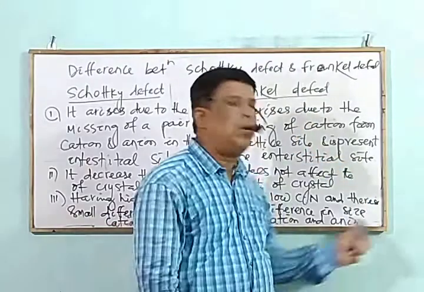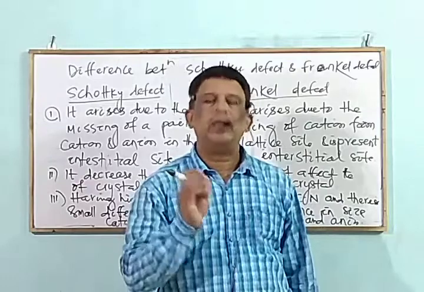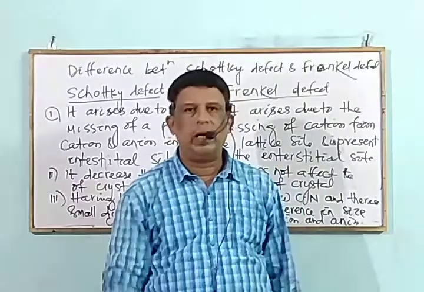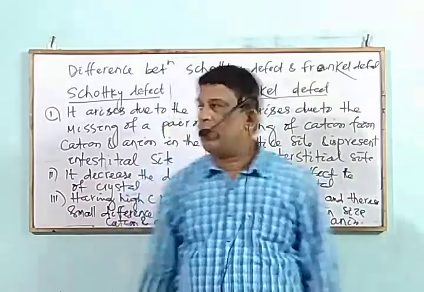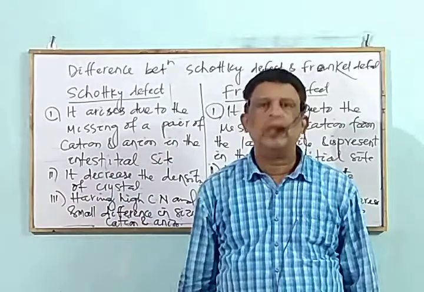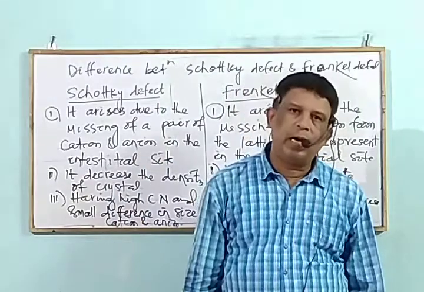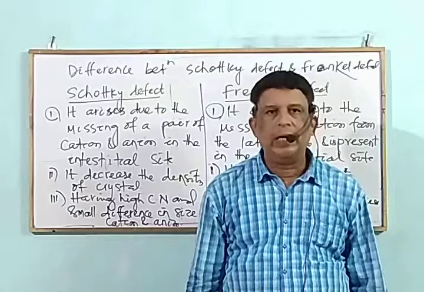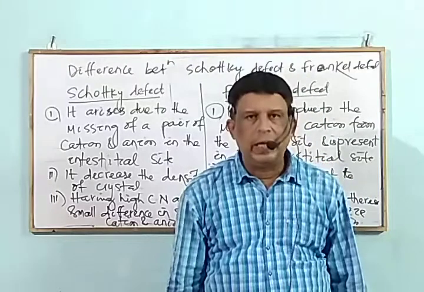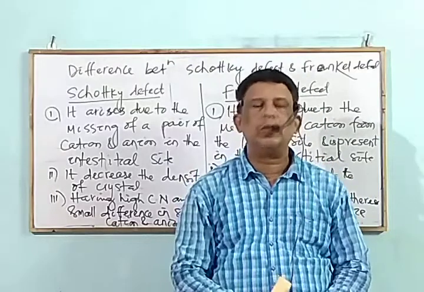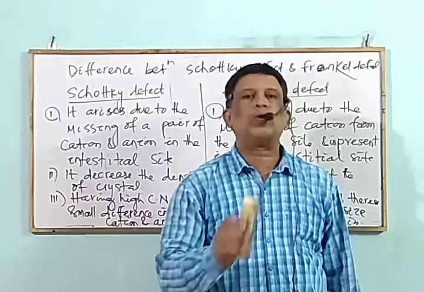Here silver halides, that is silver chloride, silver bromide, silver iodide. It is all about the difference between Schottky defect and Frenkel defect, under the heading of stoichiometric defect. Next, switch over to the second part, that is non-stoichiometric defect.